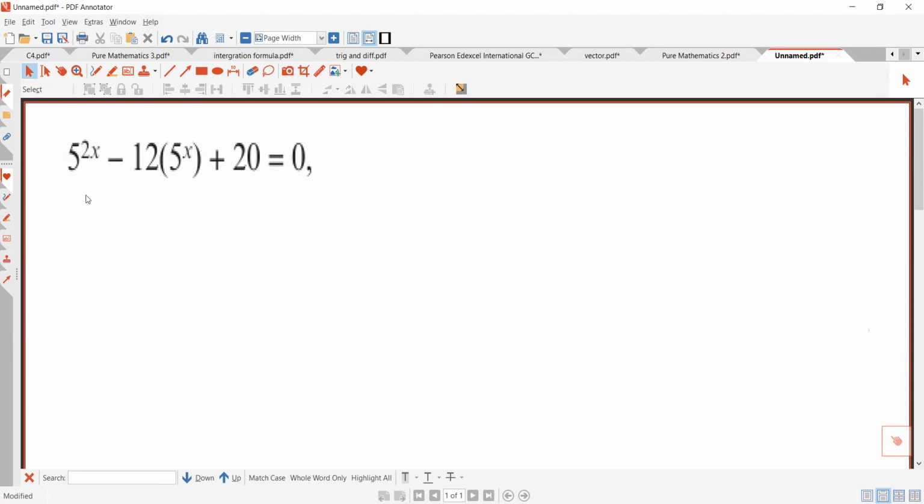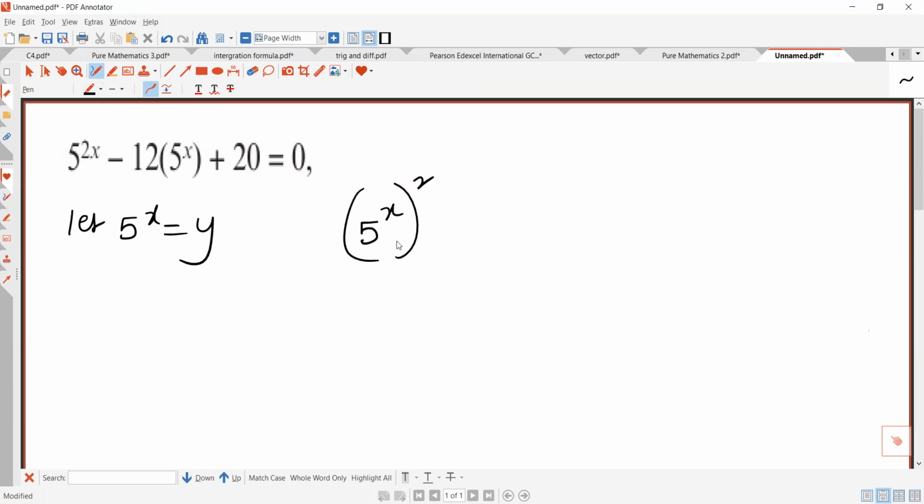Can I write here, just like over here? Can I write let 5 raised to x equals y? Now if 5 raised to x is y, you know 5 raised to 2x can be written in this way, right? Can I write it as y square? This is y square and this is y.